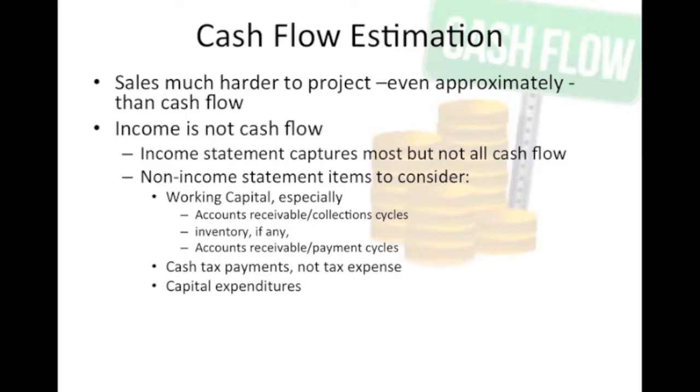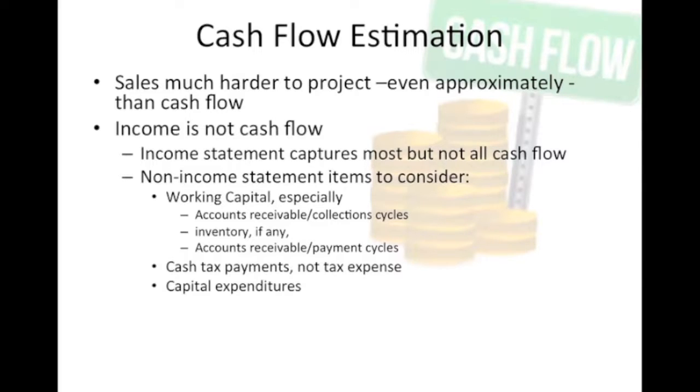Income's not cash flow. It is the biggest part of cash flow usually, but there are a number of non-income cash flow items to consider. The principal items include working capital, which consists principally of accounts receivable, inventory, and accounts payable, all of which measure timing issues in collecting revenue, turning purchased items into saleable items, and paying suppliers.